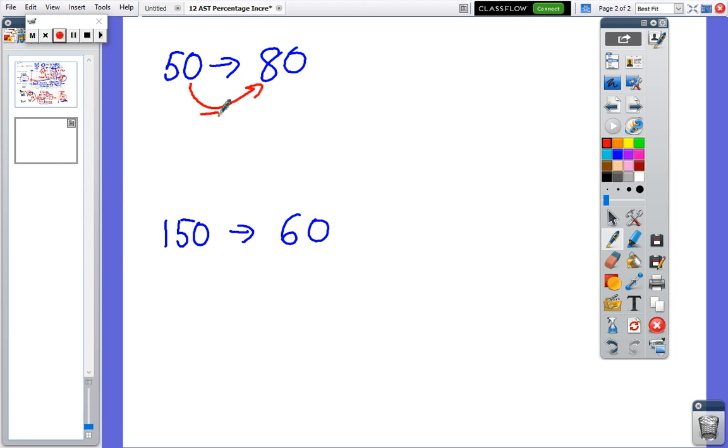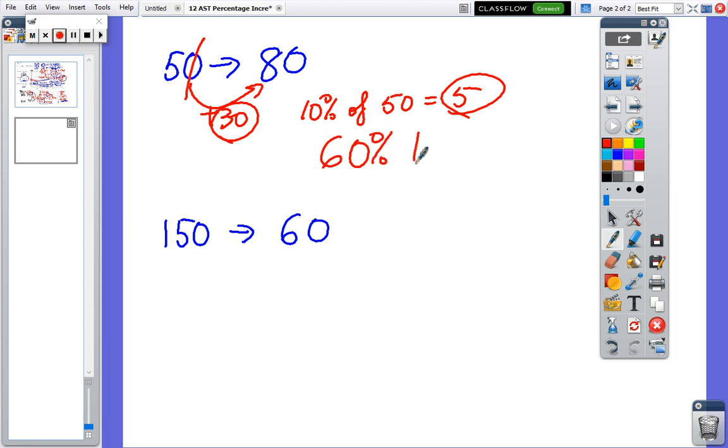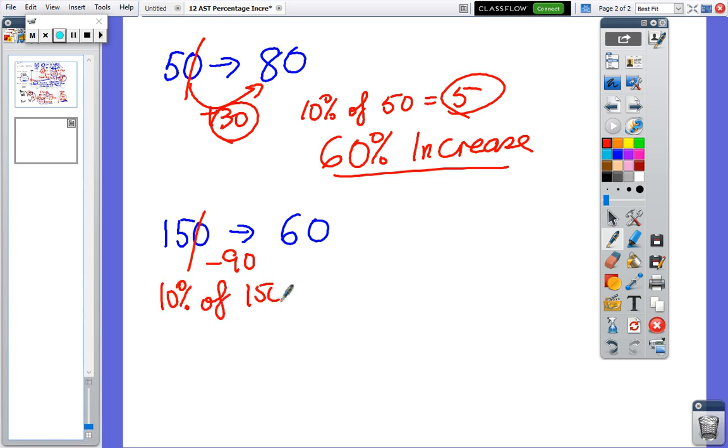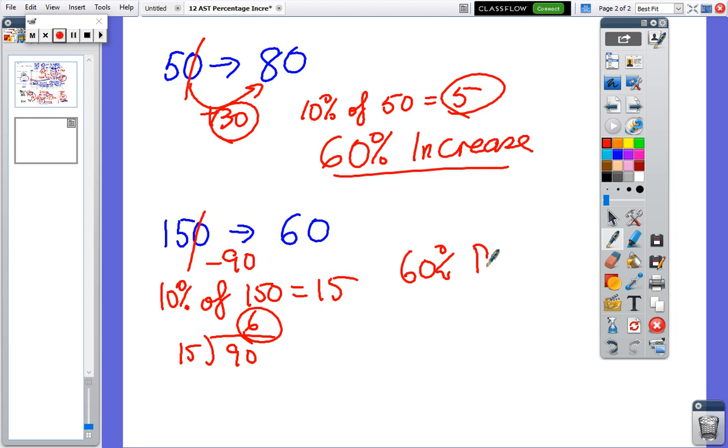Okay, so the increase is 30, so we knock off a 0: 10% of 50 equals 5, and how many 5s are in 30? The answer is 6, so it's a 60% increase. In this next one, it's decreased by 90. We knock off a 0, so 10% of 150 equals 15, and 15 into 90 goes 6 times, so this is a 60% decrease.